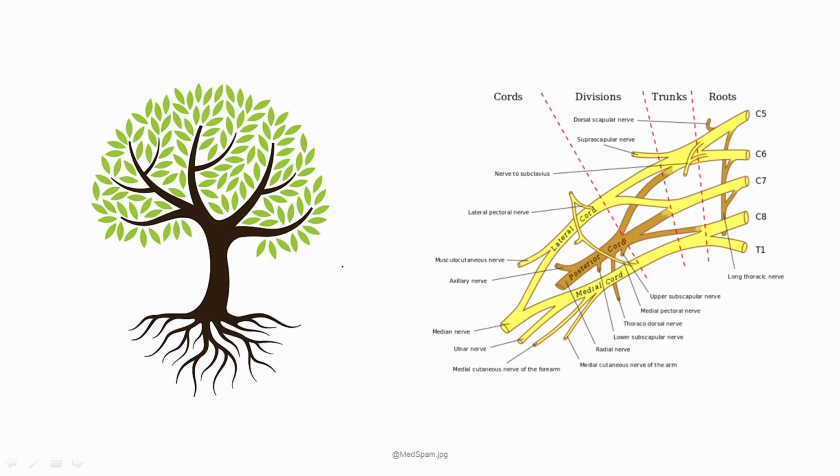Now, a great way to memorize the divisions of the brachial plexus is by comparing it to a tree. So a tree typically has roots, a trunk, divisions. You can think of the major branches as cords and then the end branches. So that's how I memorize it, and I just think of it as a tree. In the axillary space, it consists of roots, trunks, divisions, cords, and then the end branches, like a tree.